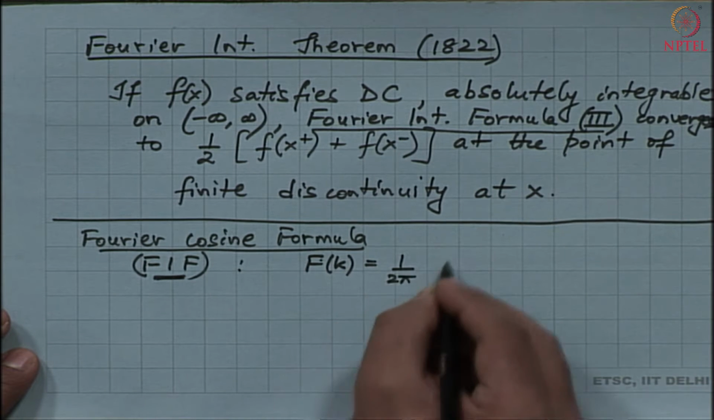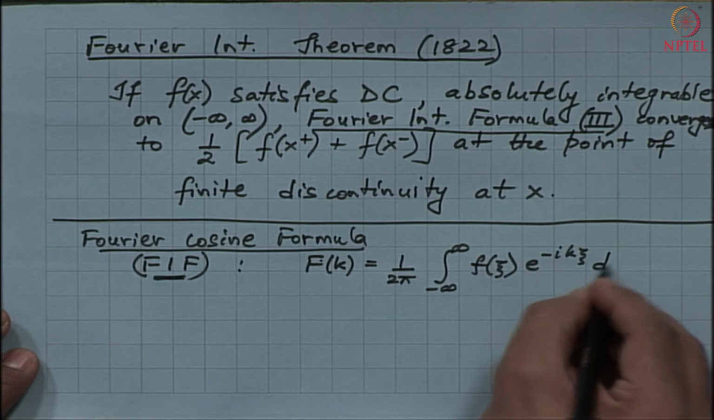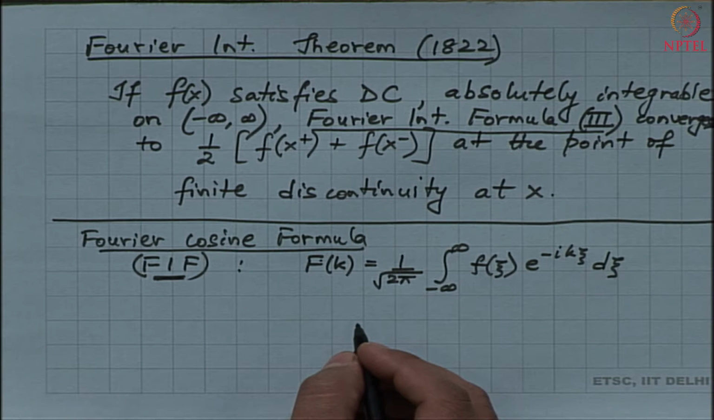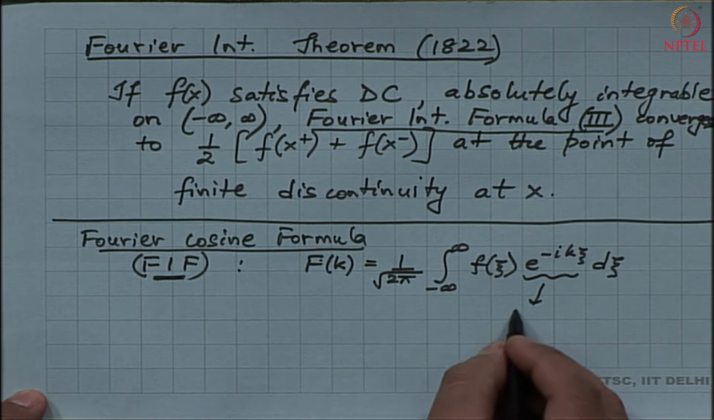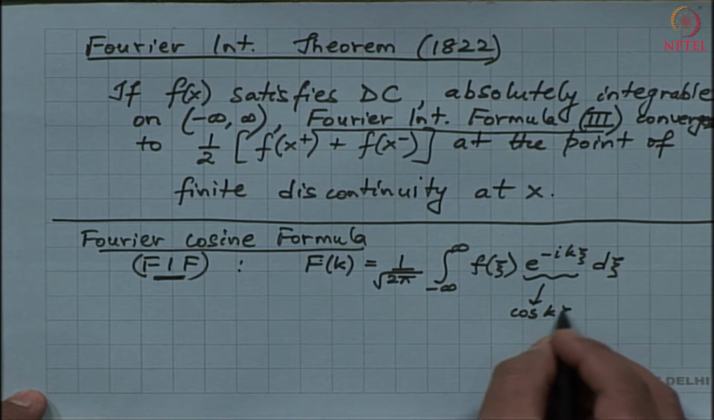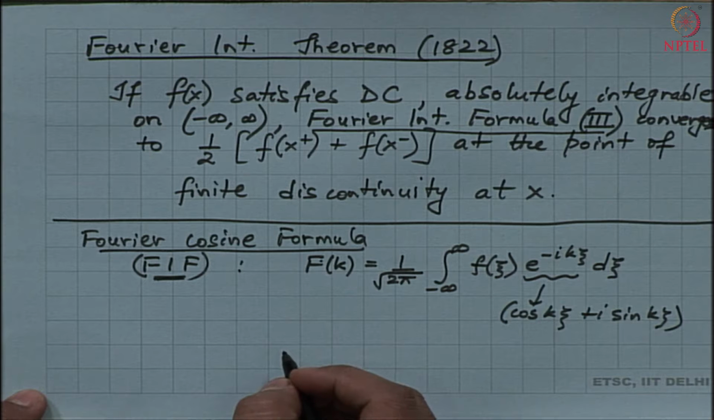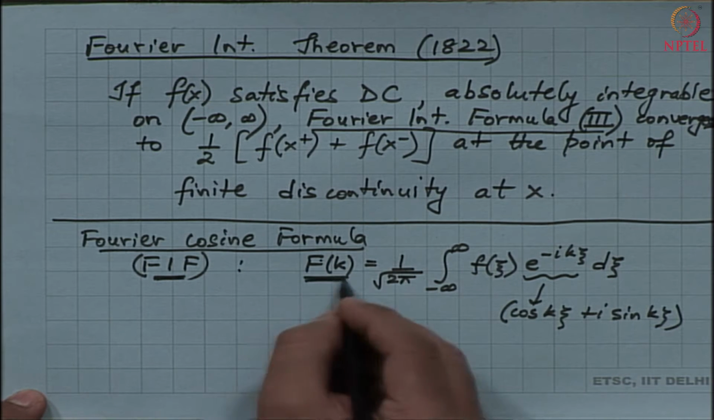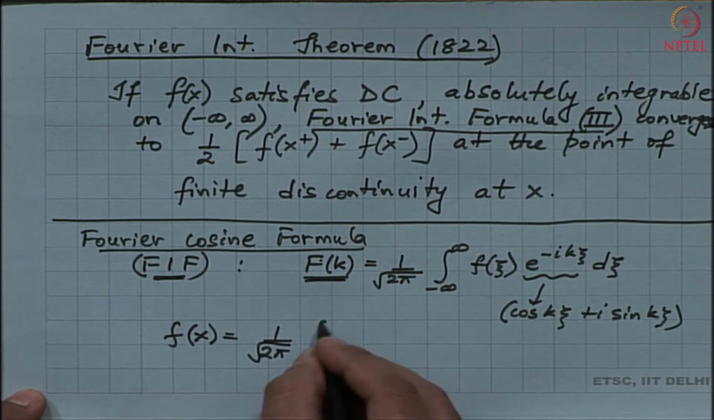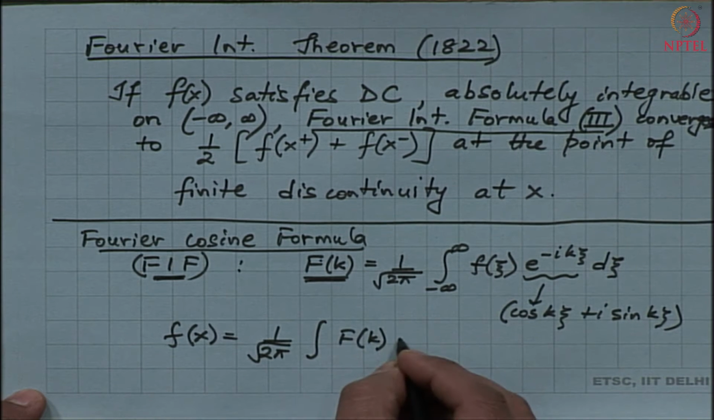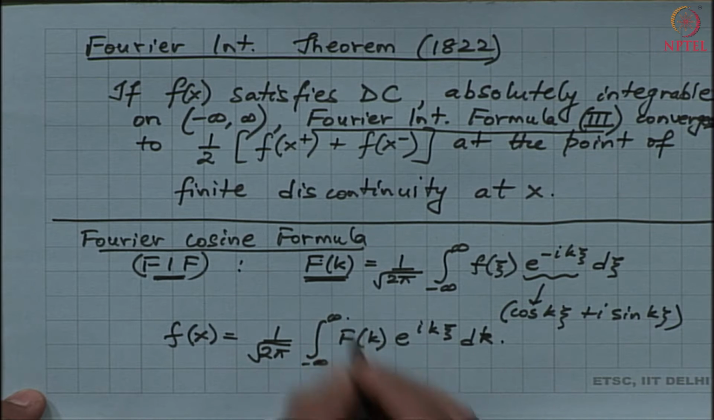So, this is 1 by 2 pi integral from minus infinity to infinity f of zeta e to the power negative i k zeta d zeta. Well, this was with a 1 by square root 2 pi. We see that this exponential is actually a complex number, given by cos k zeta plus i sin k zeta. So, that is my Fourier transform. Now my function f is 1 by square root 2 pi integral of this Fourier transform f k e to the power i k zeta d k from negative infinity to infinity. So, that is what we have seen.